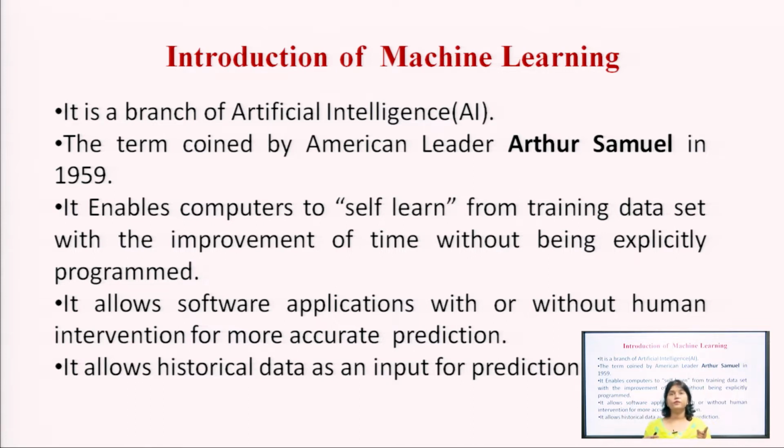From where? From the training data set, with improvement over time, without being explicitly programmed. You have to add data from time to time, because things are continuously changing. There is a need to feed the machine every time. That is why, with the improvement of time, you have to feed your training data set into the machine. And it allows software applications to work with or without human intervention.